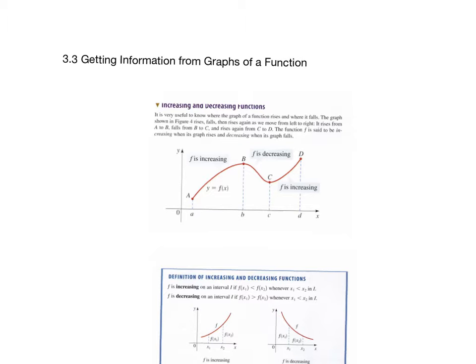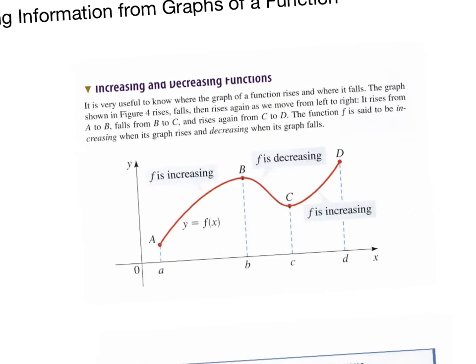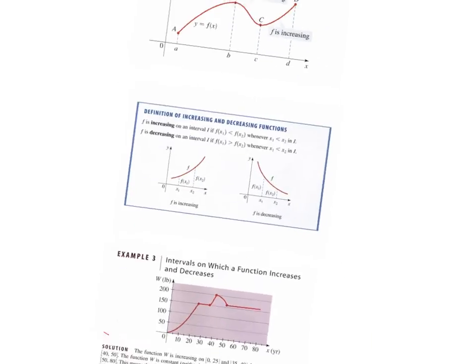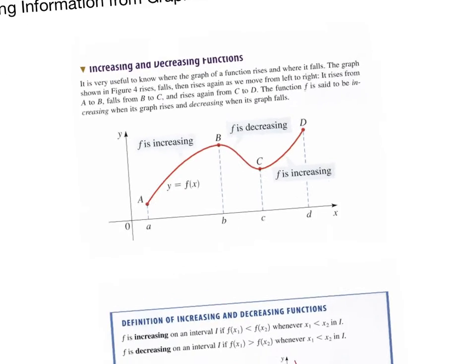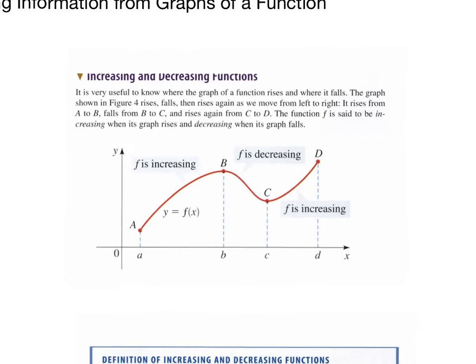So if I look at 3.3, this is called getting information from graphs. There's all sorts of stuff that we can get information-wise from the graph. You can tell me where stuff is increasing and decreasing. You can tell me where the X and Y intercepts are. You can tell me domain and range, all that stuff. You guys have talked about this before, but I'm going to go over it again. One of the things I need you to always remember is you read intervals of increase and decrease.